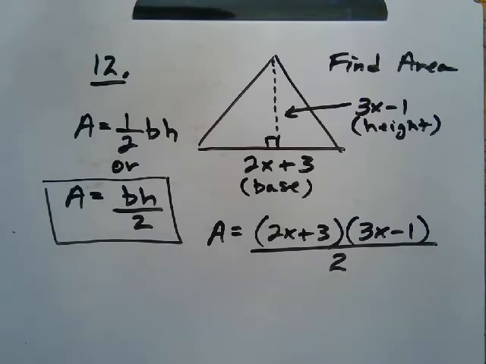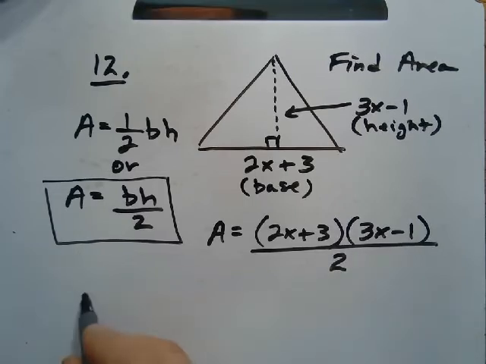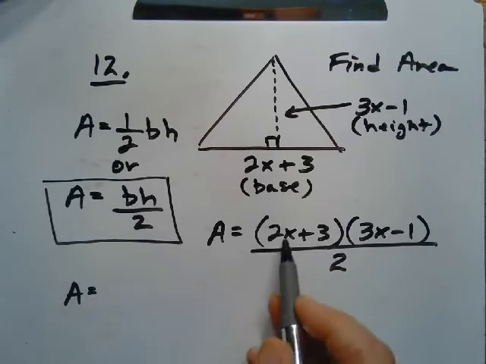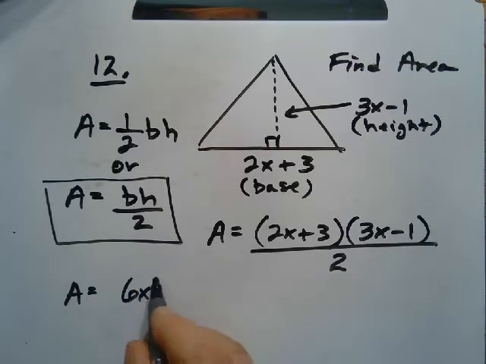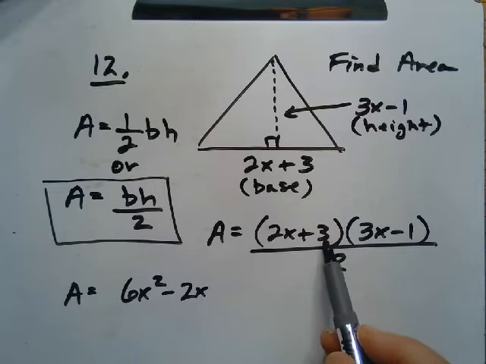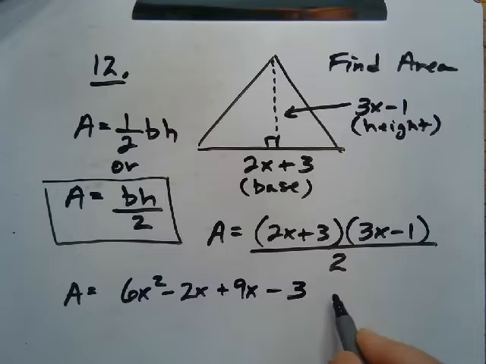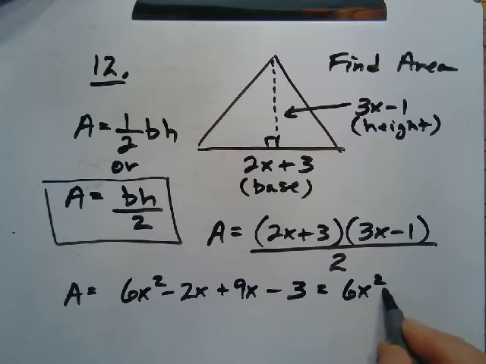Now before I can simplify this, I'm going to have to FOIL the top here. So let's go ahead and FOIL it. I'm going to move over here a little bit. 2x times 3x is 6x squared. 2x times -1, this is outside, -2x. Inner, 3 times 3x is 9x. 3 times -1 is -3. If we combine like terms, and because I'm short on room here, I'm just going to go 6x squared to the side plus 7x minus 3.